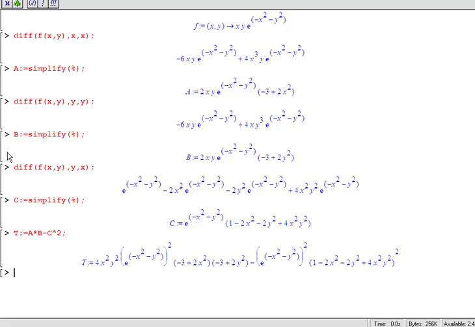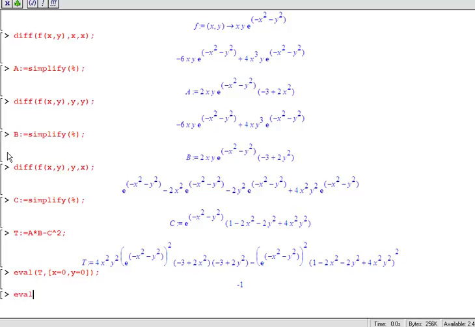Now, if I want to plug in my critical points, it's really easy. I can just say evaluate t, and our critical point was 0, 0. Let's try that one first. X equals 0, y equals 0. And I get negative 1, which is less than 0, so that says it's a saddle point, which is what we got before.